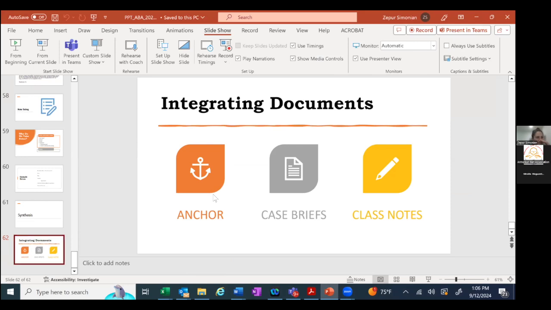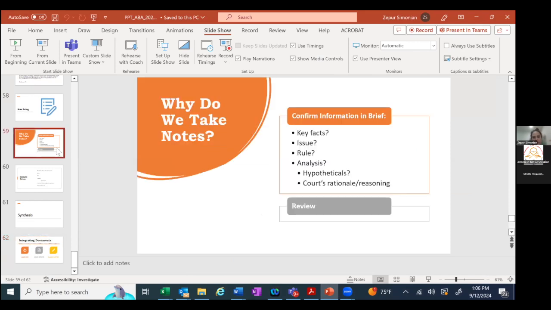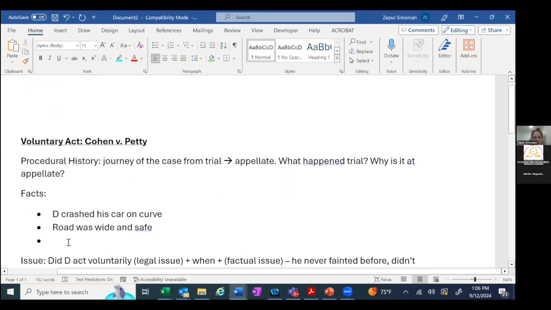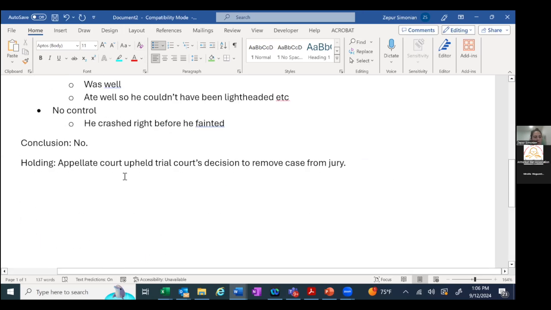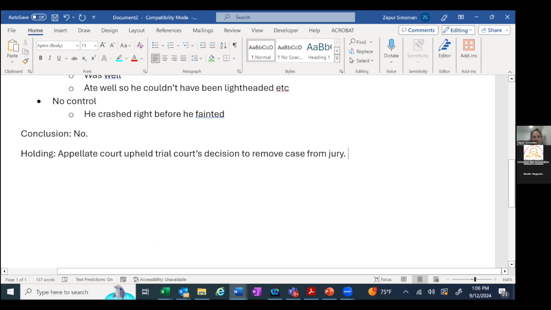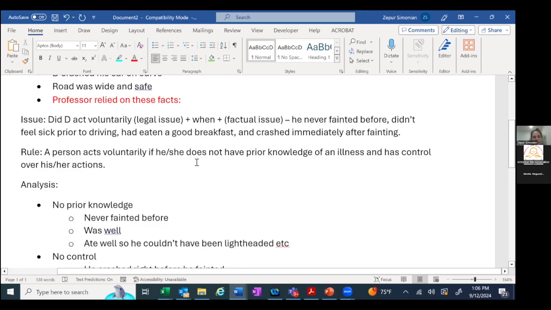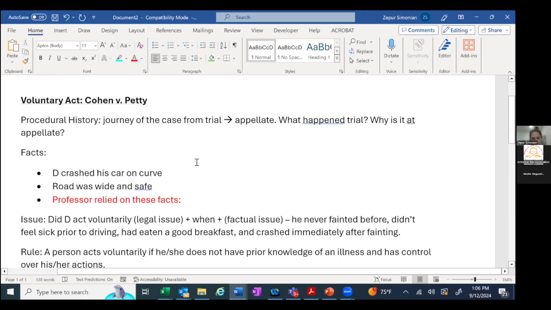What you want to do in class is identify, you have two choices. You could either take the brief, let's say this brief, and then add the notes in red. So you could say professors relied on these facts, and then emphasize it. Or professor gives you hypotheticals. You could add it directly onto your brief, but in a different color so you could see the difference.